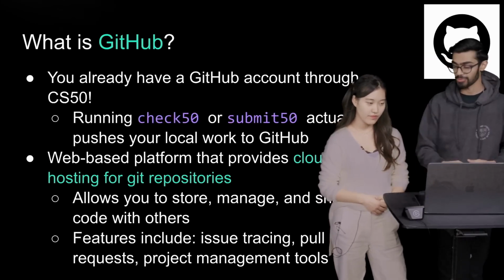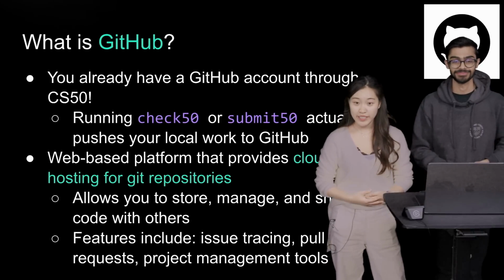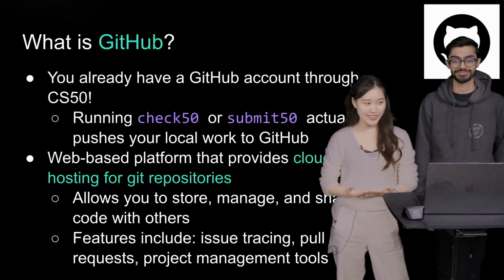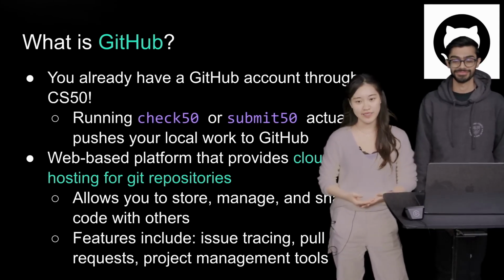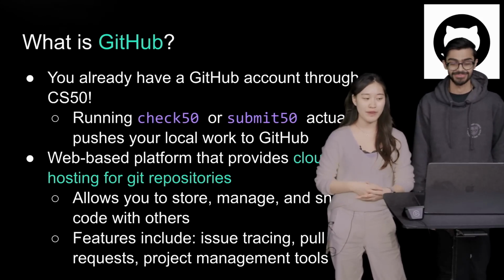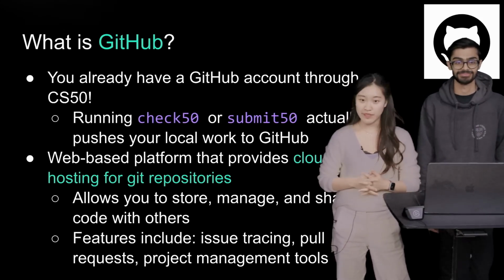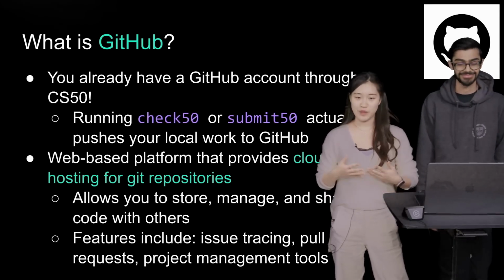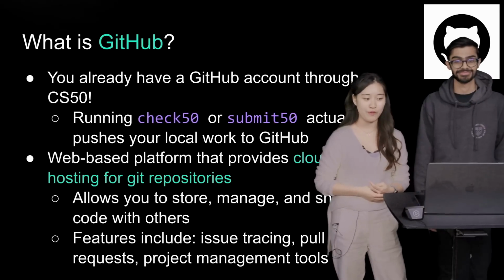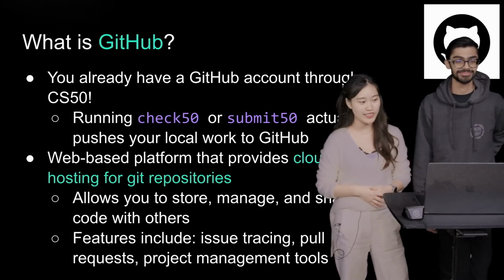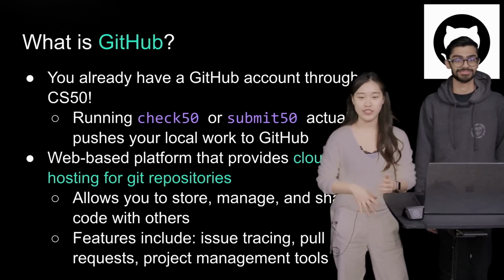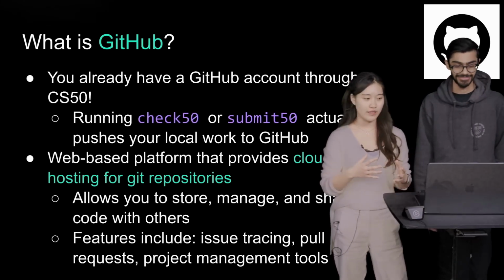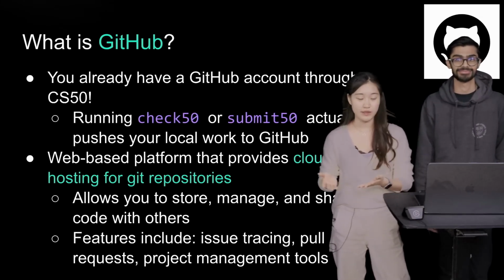Yeah, so Mohammed gave us a really great explanation of Git, and I'm here to talk about what GitHub is. And actually, this might be a surprise to you, but we already have a GitHub account through CS50, and I'm pretty sure we already set up our GitHub accounts. Running check50 and submit50 when we submit our presets actually pushes your local work to GitHub. So essentially, GitHub is a web-based platform that provides cloud hosting for Git repositories. It allows you to store, manage, and share your code with everybody else. It gives you a collaborative space to take what you have locally stored on your computer and share it with anybody else.